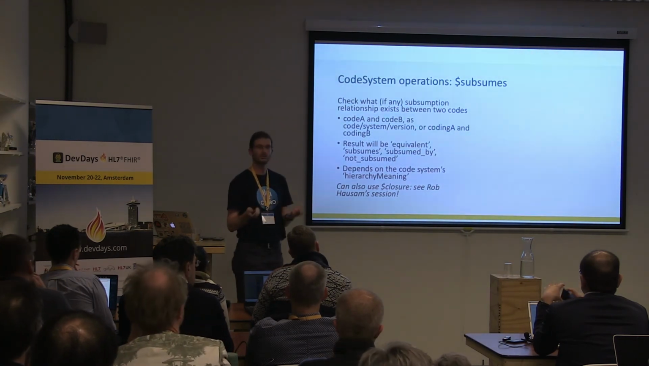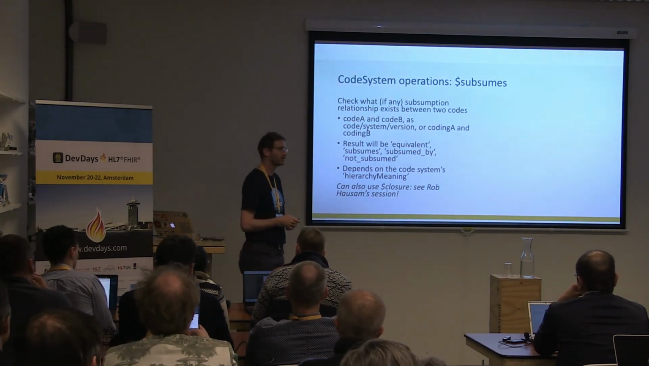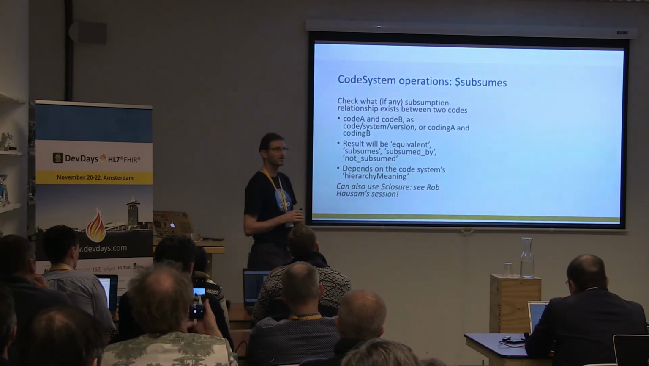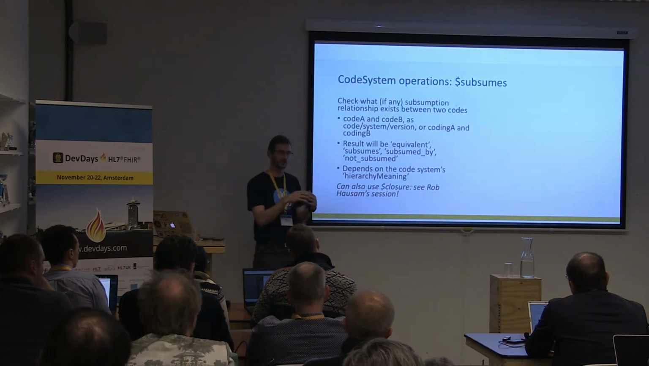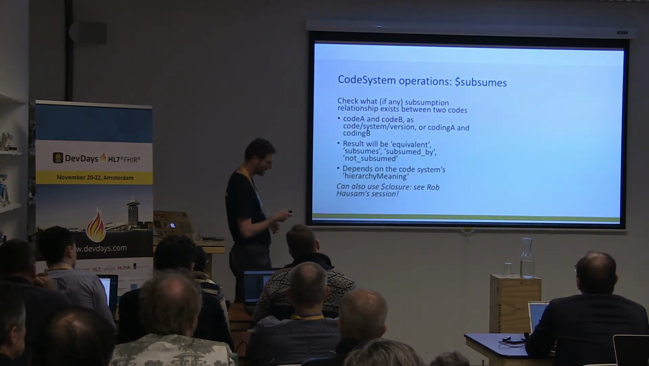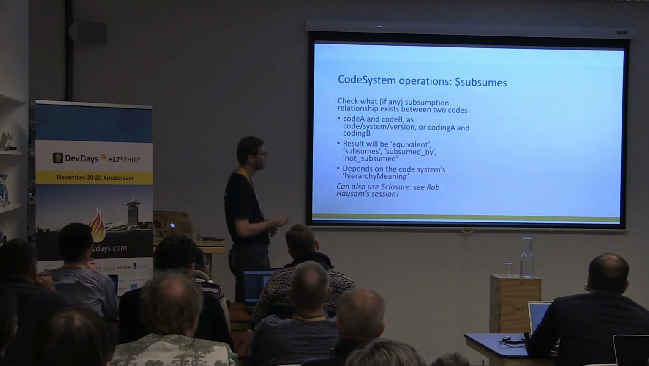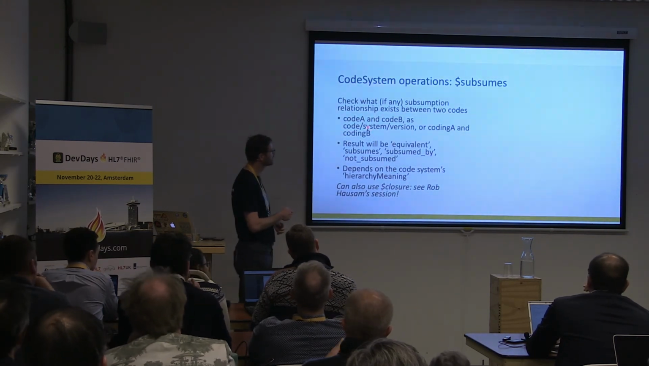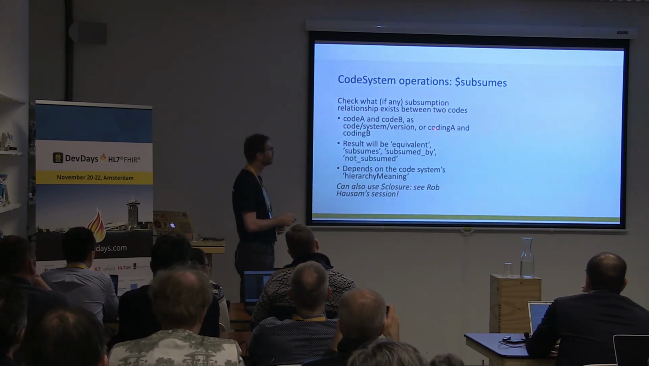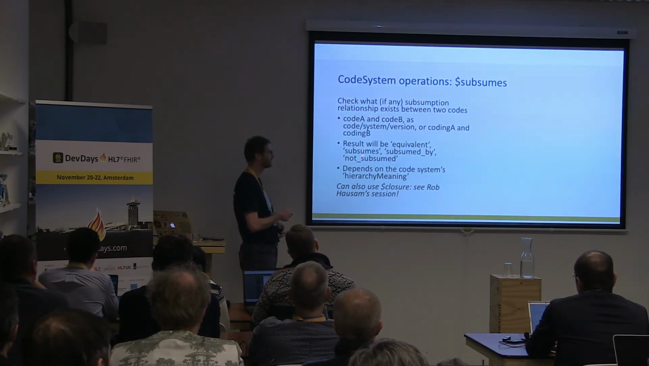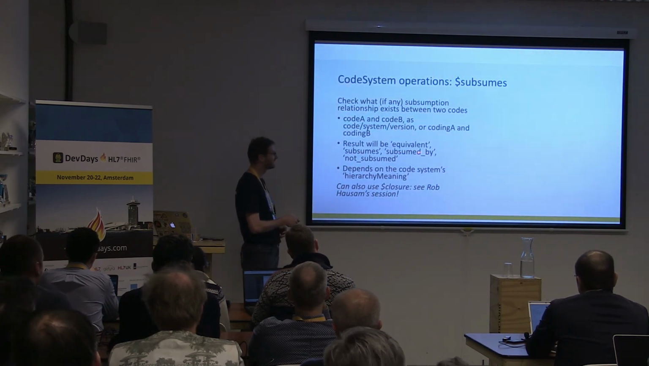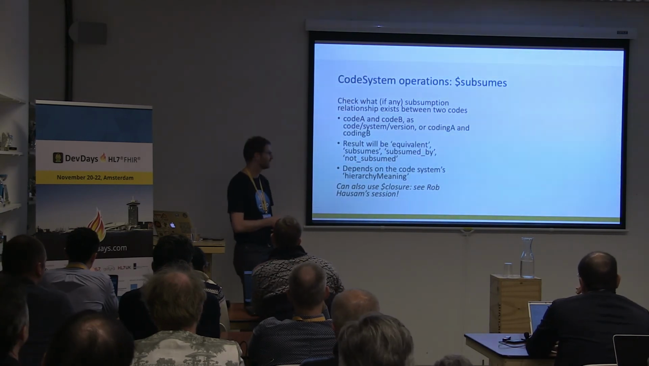Another operation that we can use to investigate the relationships between codes is the subsumes operation. The subsumes operation allows us to pass in two codes and ask what, if any, subsumption relationship exists between them. We can pass in these code A and code B parameters, either using a code and system pair, optionally with a version as well, or as a coding A and B. The result is very simple: it says they're equivalent, A subsumes B, A is subsumed by B, or there's no subsumption relationship between these two.